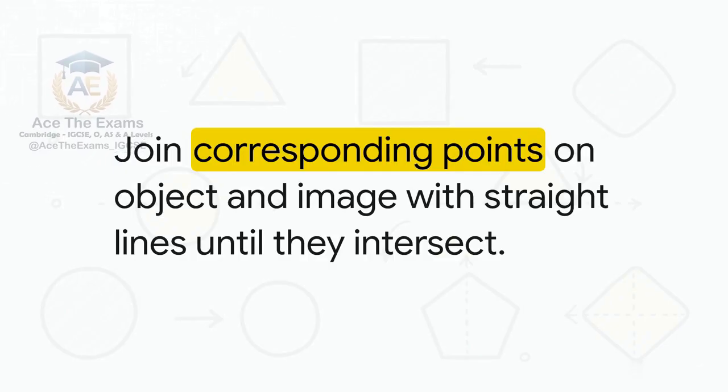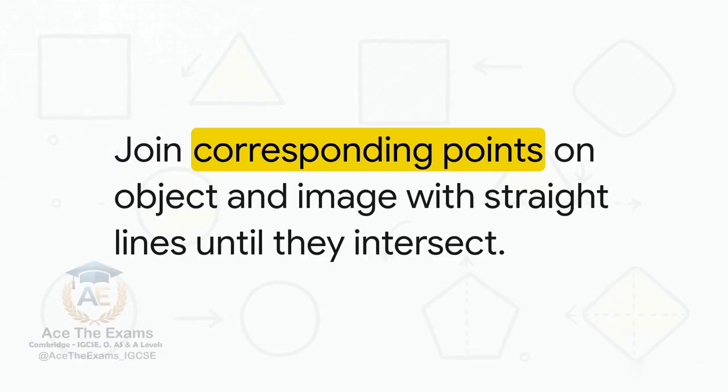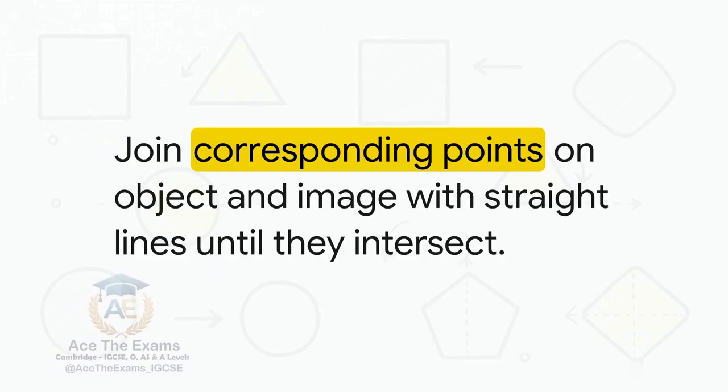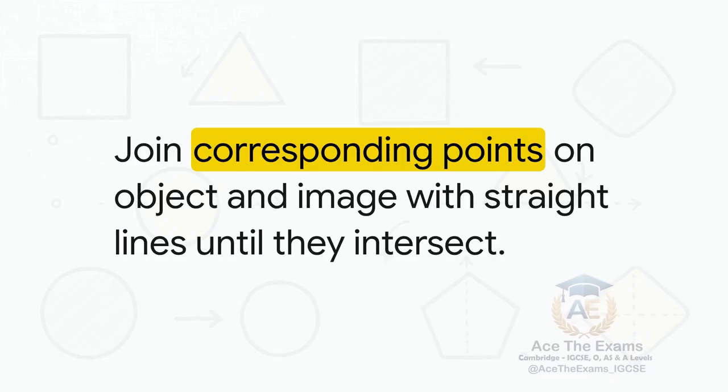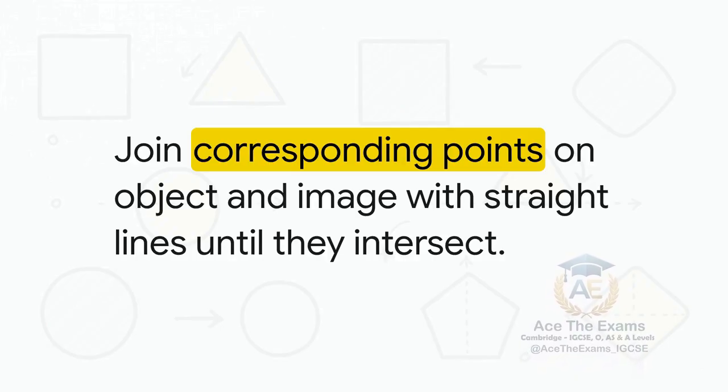You take your ruler, draw a line straight through the top left corner of the object and the top left corner of the image, and just keep extending it backwards. Do this for all the corners. The exact point where all those lines intersect on the coordinate plane, bam, you found your exact center of enlargement. It's a brilliant visual trick that completely decodes the math.